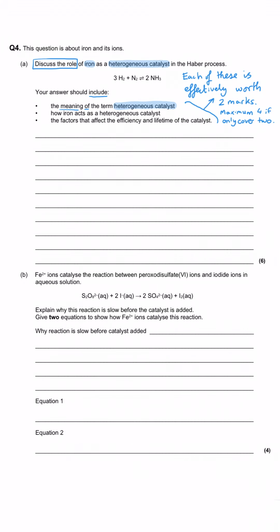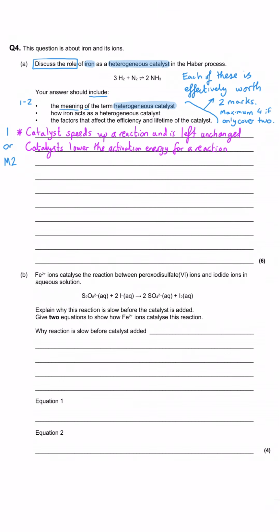Now, there's 2 words to this phrase, so we need to explain both of them. Starting with the easier of the 2 words, a catalyst is something that speeds up a reaction and is left unchanged by that reaction. So that is the definition of a catalyst. And you might also say that it will lower the activation energy by providing an alternative pathway, but the first part is the most important part. And then the term heterogeneous, that means that this catalyst that we've mentioned is in a different phase or different physical state to the reactants that it is catalyzing.